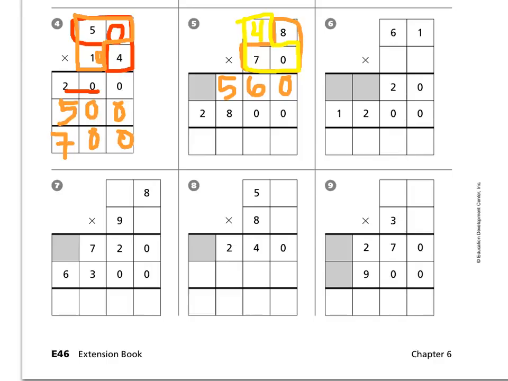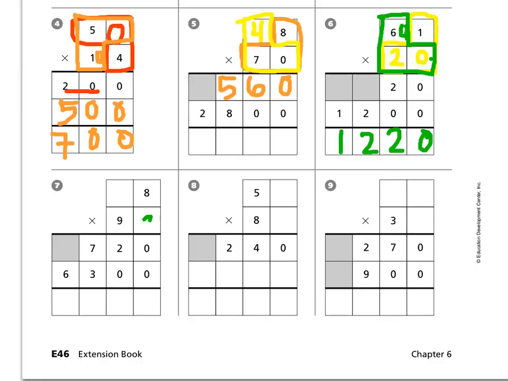Let's look at number 6. Again, I need to figure out what is missing. This time the number on the bottom is going to have the 0 because 61's already there and it doesn't have a 0. So I need to figure out what times 1 equals 20. And I know that 20 times 1 equals 20. Then I need to go back and I need to do 60 times 20. And I know that 6 times 2 is 12. And since there's 2 zeros, I have 1,200. I add it up. I have 1,220.